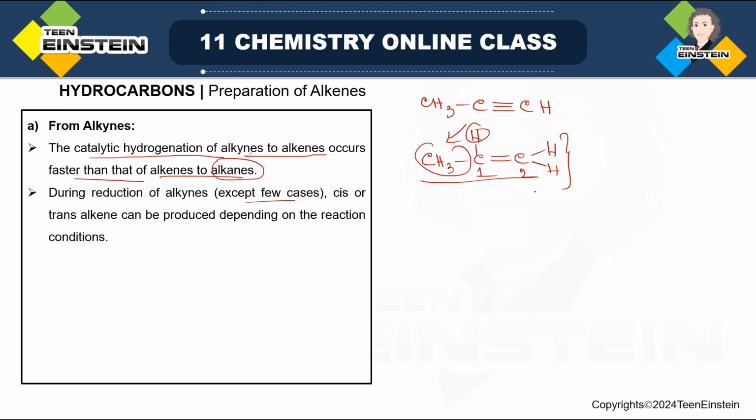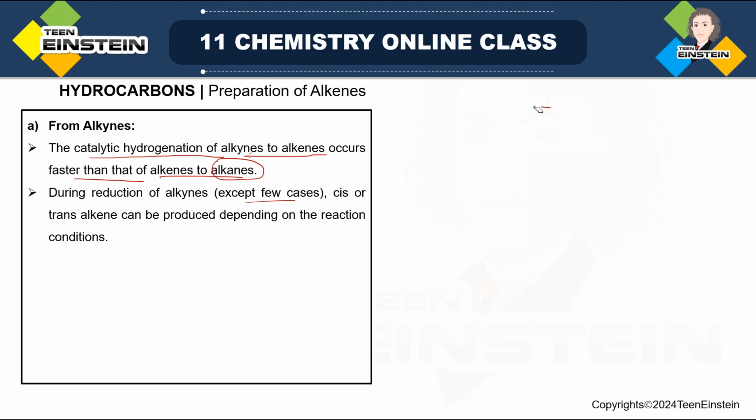So only in few cases, if you do not consider those, in other cases cis trans alkene can be produced, and that depends on what type of reaction condition you have chosen for this hydrogenation. Though whenever we talk about hydrogenation, which is nothing but addition of two hydrogen atoms, the first thing that comes in our mind is catalytic hydrogenation. Catalytic hydrogenation means when you use some hydrogen gas in presence of some metal catalyst, palladium, platinum, that is catalytic hydrogenation. But there are some other methods also that are possible.